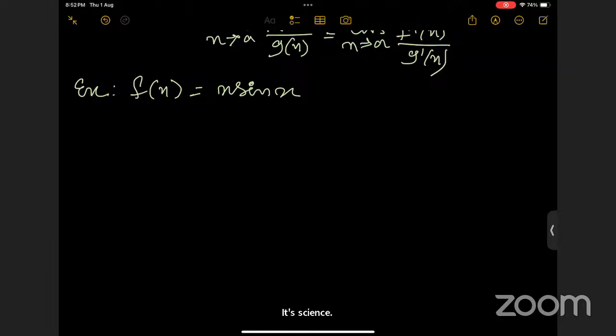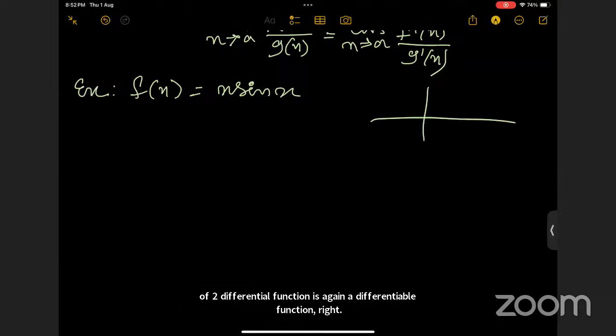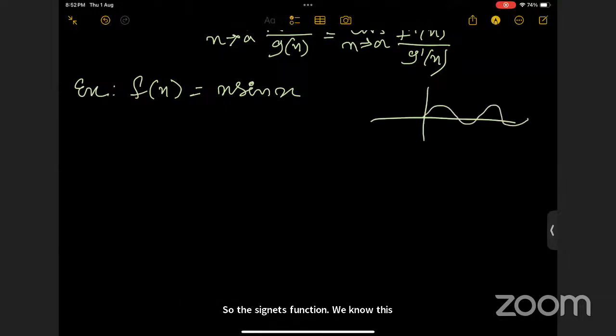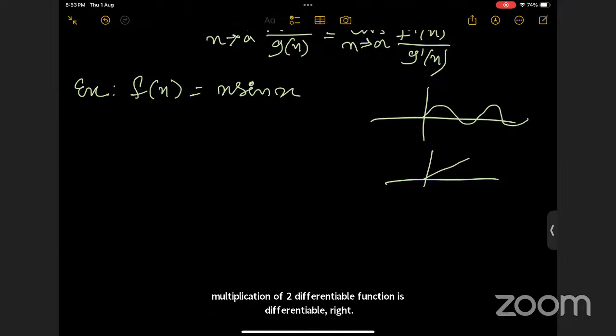So what we know is that if you have two differentiable functions, then the multiplication of two differentiable functions is again a differentiable function, right? The sin x function is a differentiable function, and x is the same. So individually these two functions are differentiable, so the multiplication of two differentiable functions is differentiable, right? Yes, ma'am.